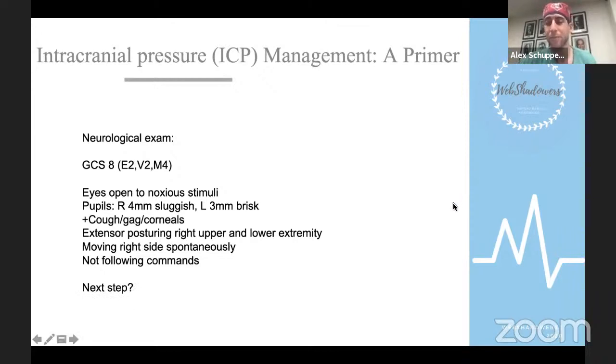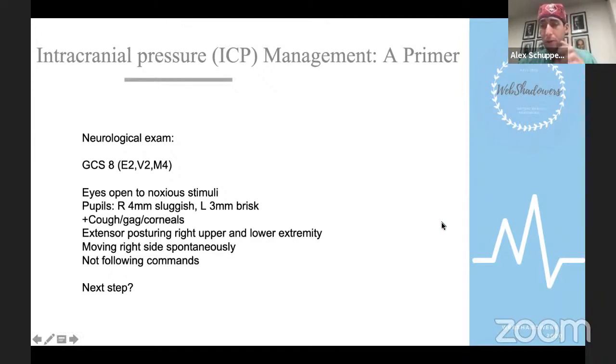All right, so next step. We have this exam from him. I'll just give it away, this is a very concerning exam. If I'm the neurosurgeon on call, and I get this exam, highly concerned. Okay, I'll tell you why. There are a couple of reasons.